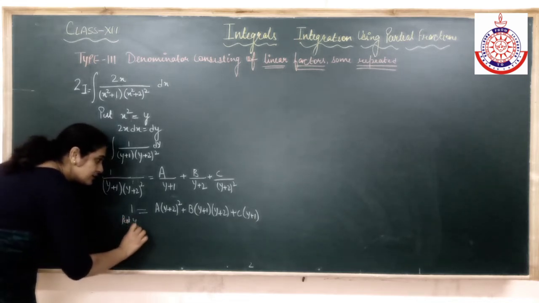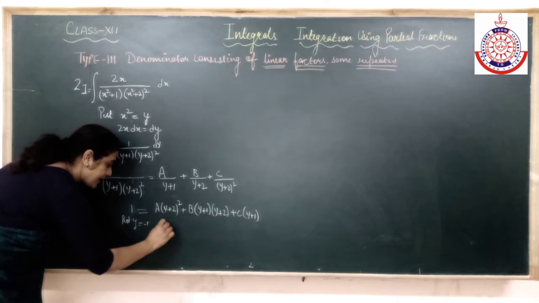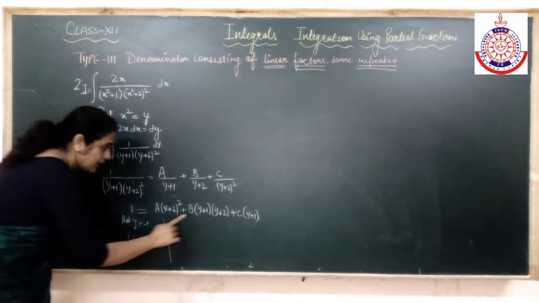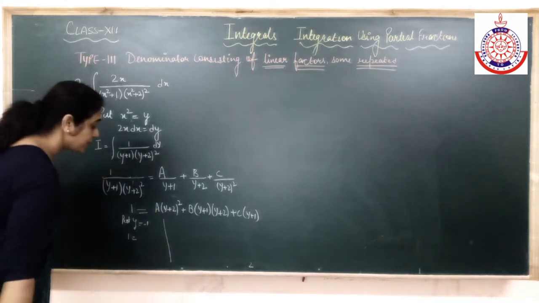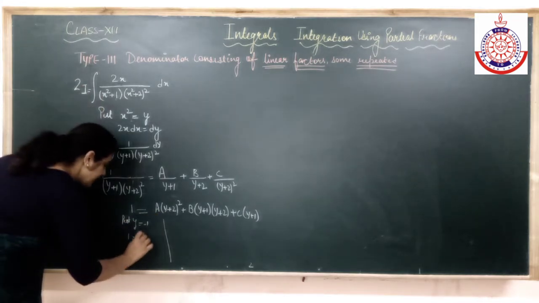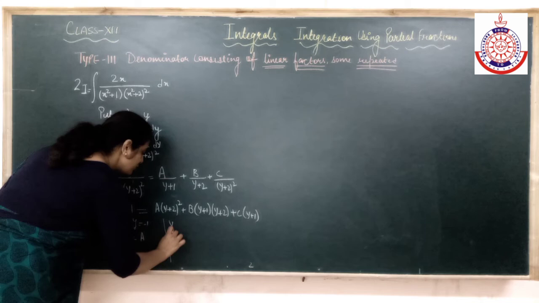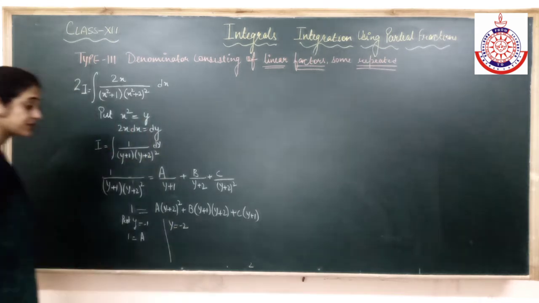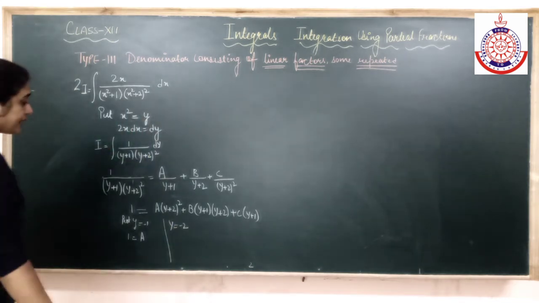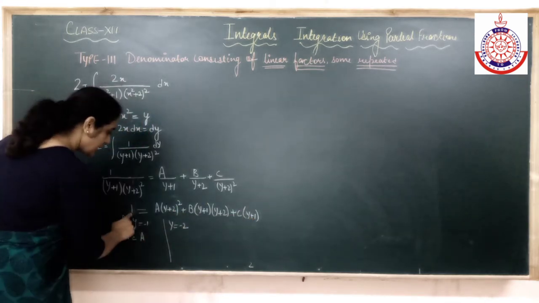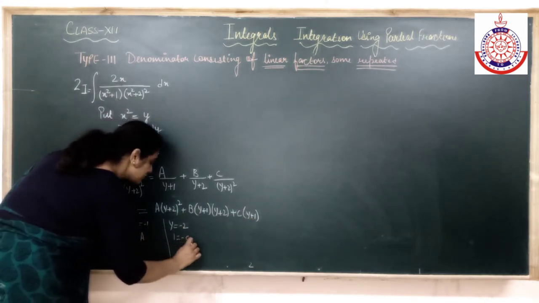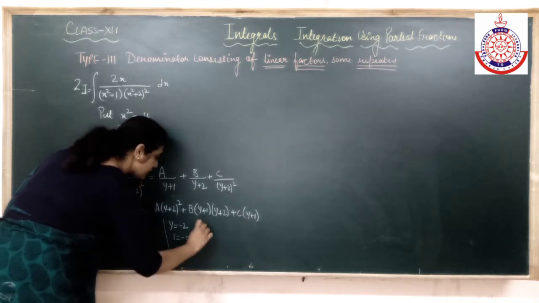Put y equals to minus 1. What will happen? Minus 1 plus 1 will become 0, this will become 0. I'll get the value of A from here. Minus 1 plus 2 is 1. So A is equal to 1. Then I'll put y equals to minus 2. This will become 0, this will become 0. Minus 2 plus 1 is minus 1. So 1 is equal to minus C, so C is equal to minus 2.